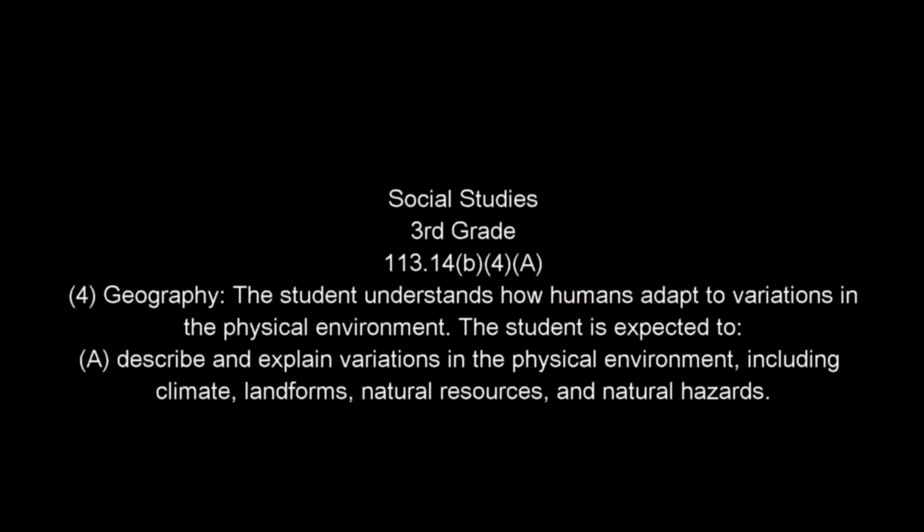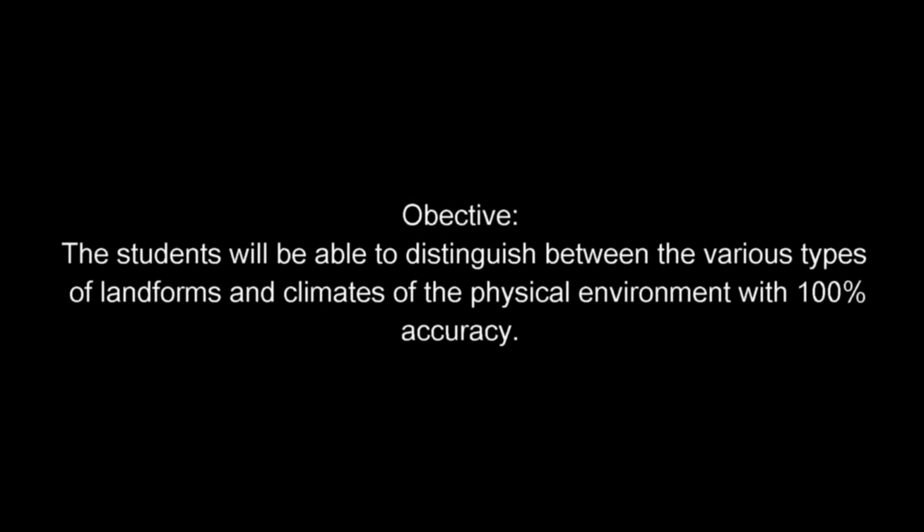This is a social studies lesson for third grade students. The TEK is 113.14b 4a. Geography. The student understands how humans adapt to variations in the physical environment. The student is expected to describe and explain variations in the physical environment, including climate, landforms, natural resources, and natural hazards. The objective is the student will be able to distinguish between the various types of landforms and climates of the physical environment with 100% accuracy.